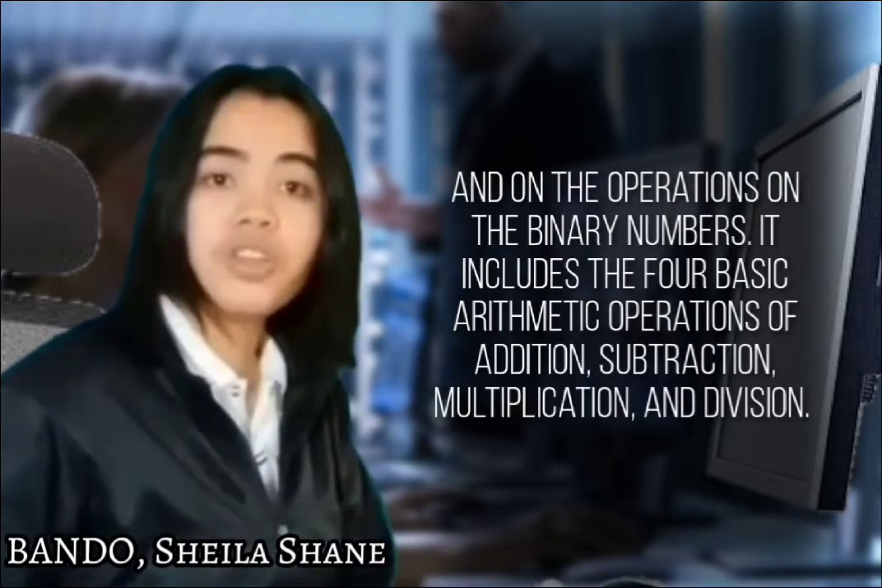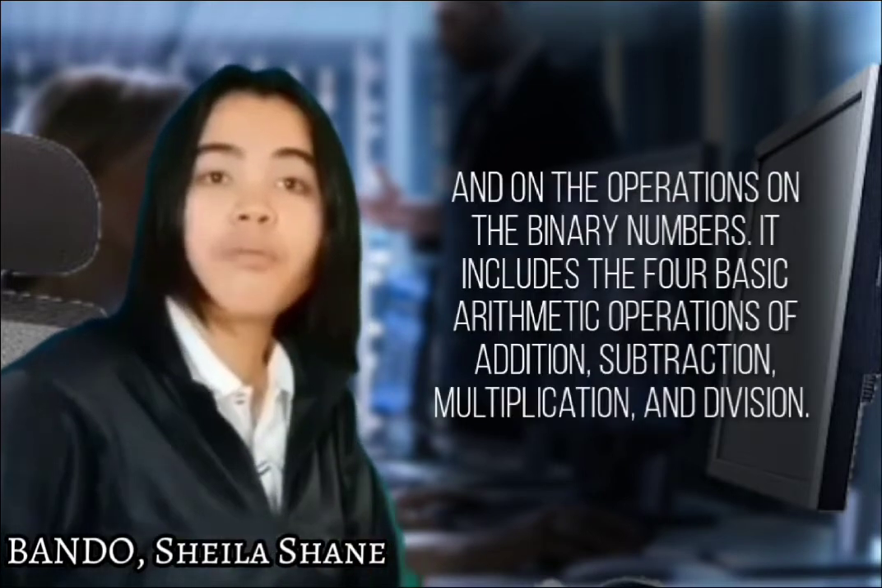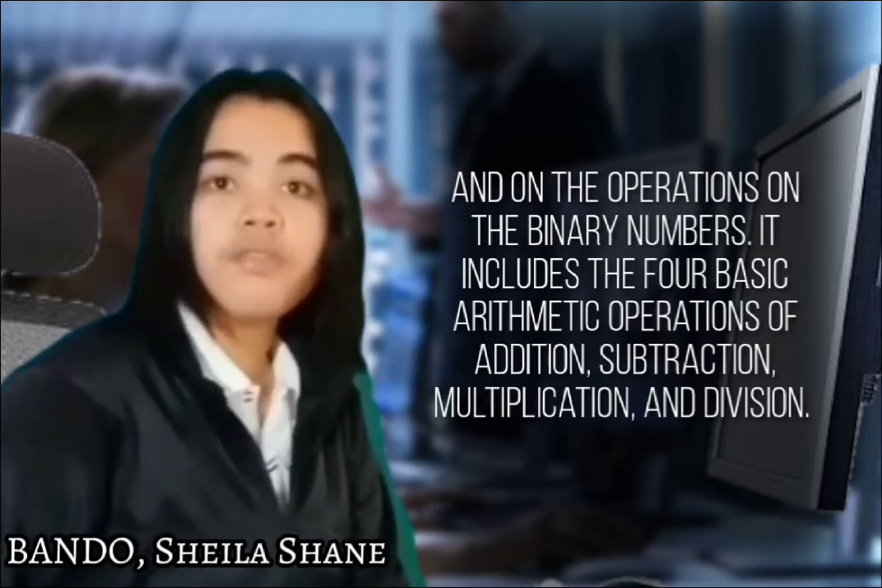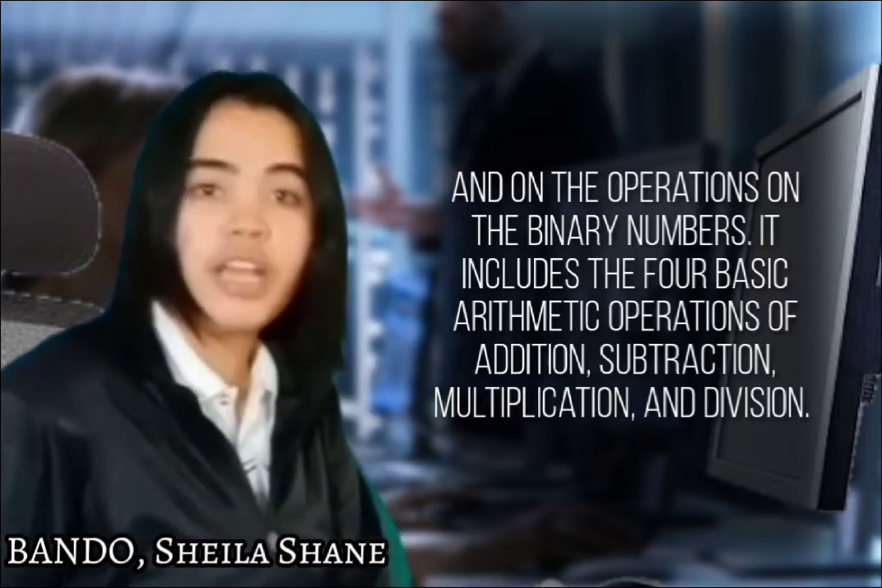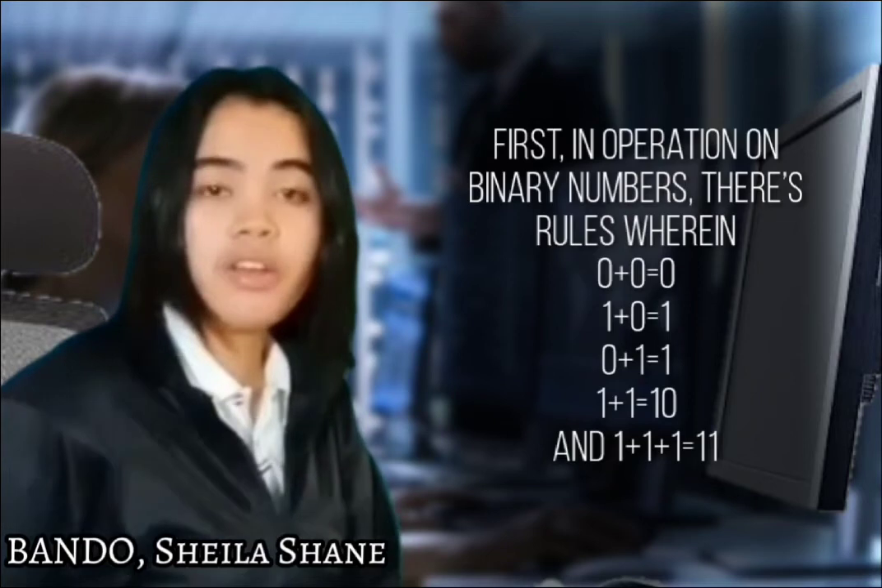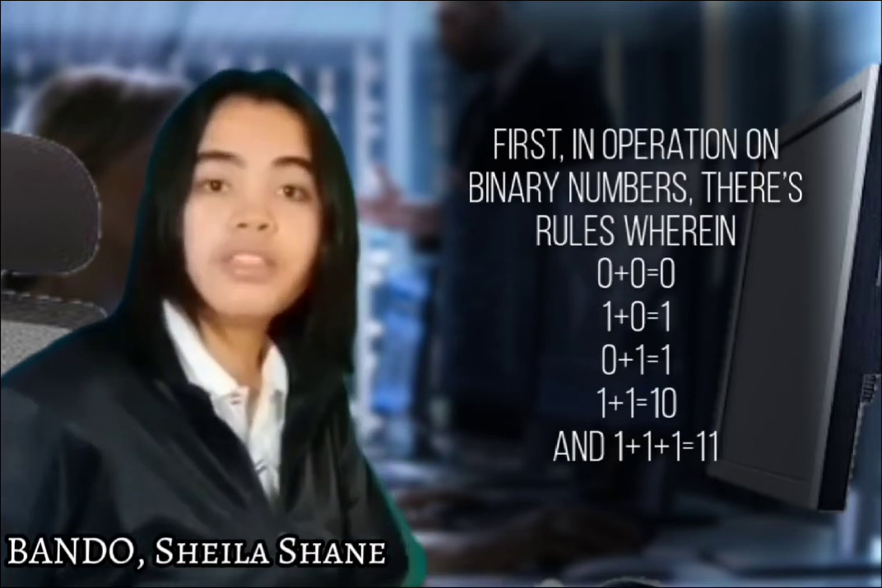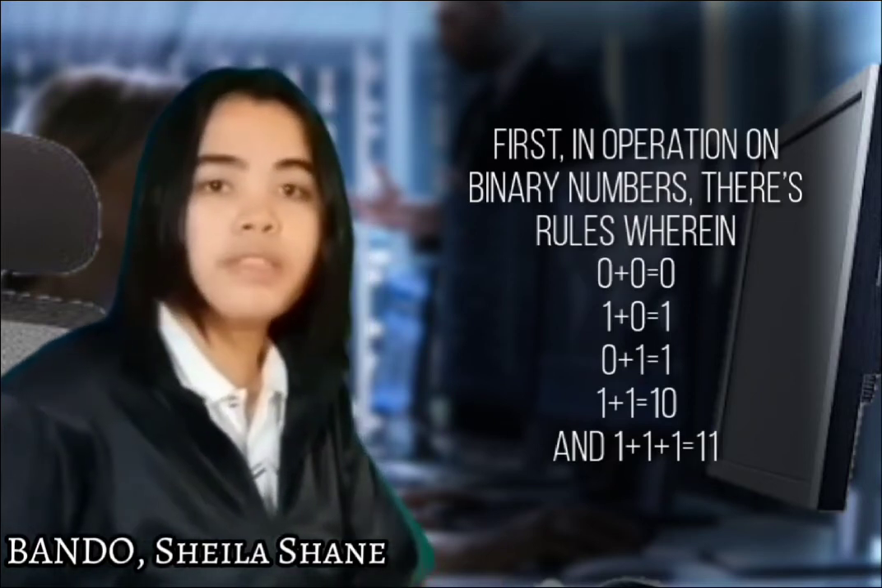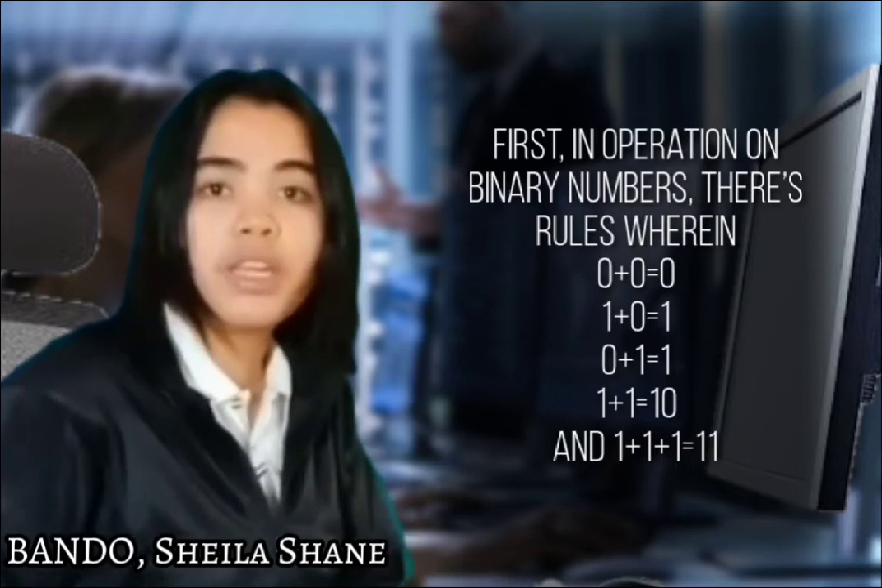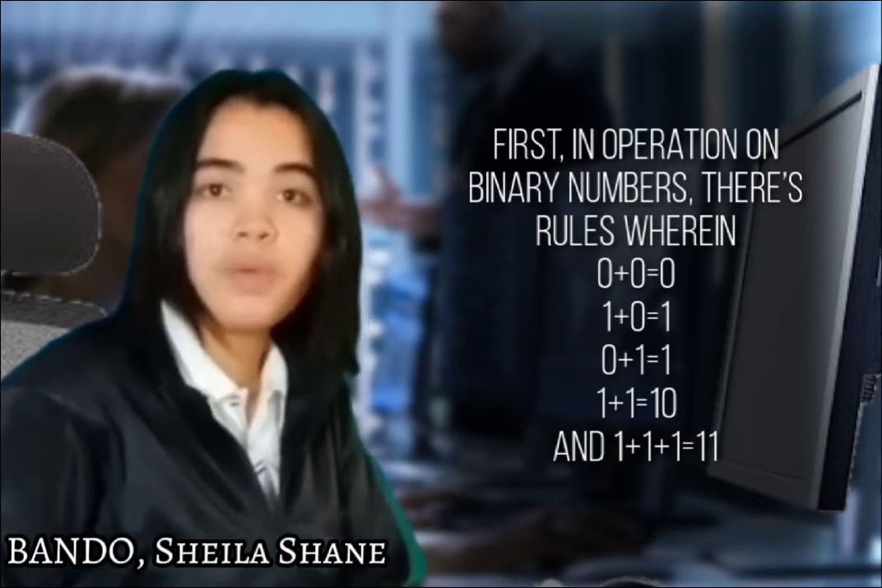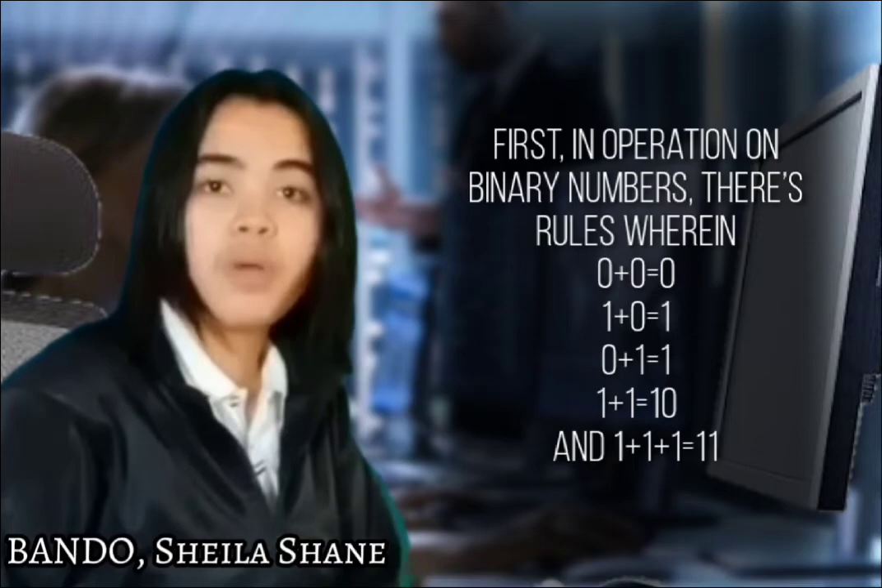The operations on binary numbers include the 4 basic arithmetic operations of addition, subtraction, multiplication, and division. First, in addition of binary numbers, there are rules wherein 0 plus 0 equals 0, 1 plus 0 equals 1, 0 plus 1 equals 1, 1 plus 1 equals 10, and 1 plus 1 plus 1 equals 11.